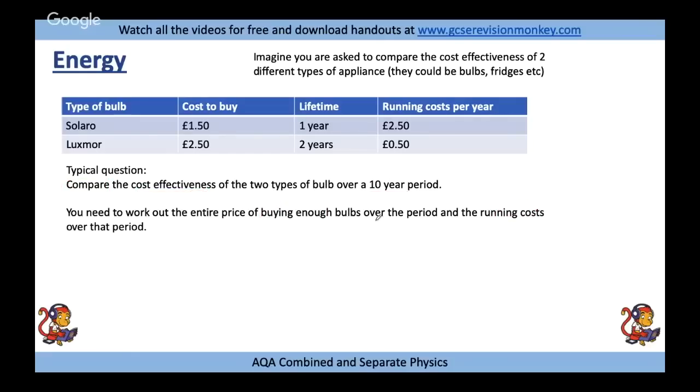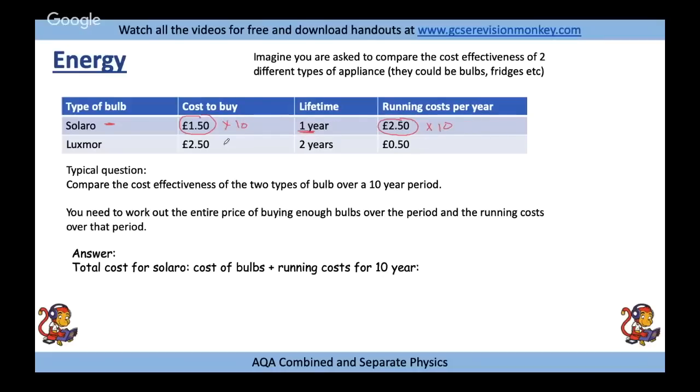Okay, so let's do exactly that then. So the first thing we're going to do is look at the first bulb and we're going to say, what is the total cost for it? Well, how many of those will you need to buy to cover 10 years? And how much are the running costs going to be for 10 years? Now, because it only lasts 1 year, you're going to need 10 of those. These ones, running cost per year, you're going to need 10 of that as well.